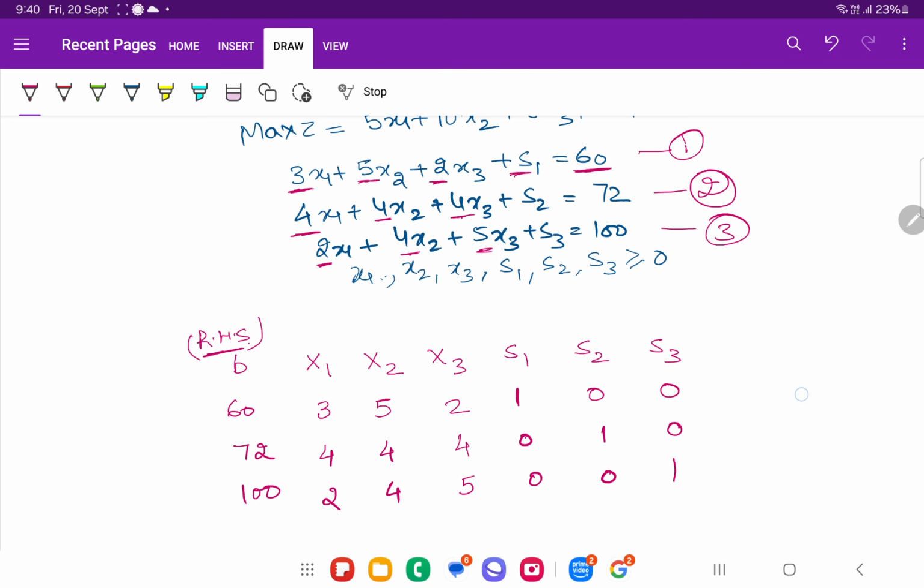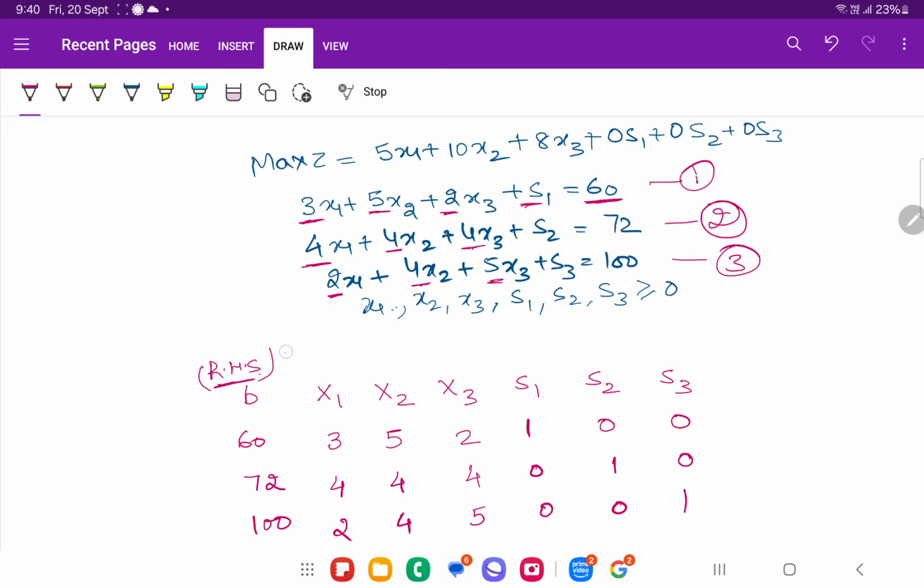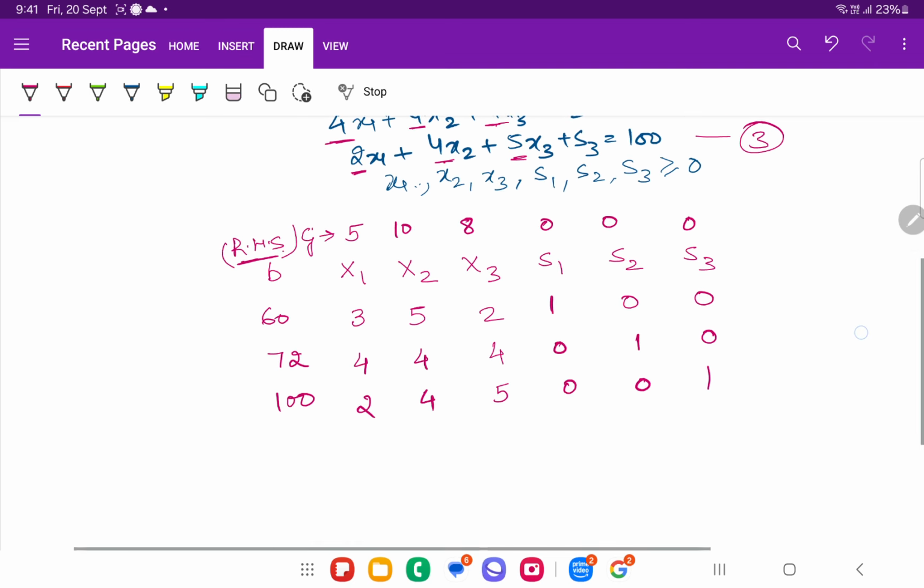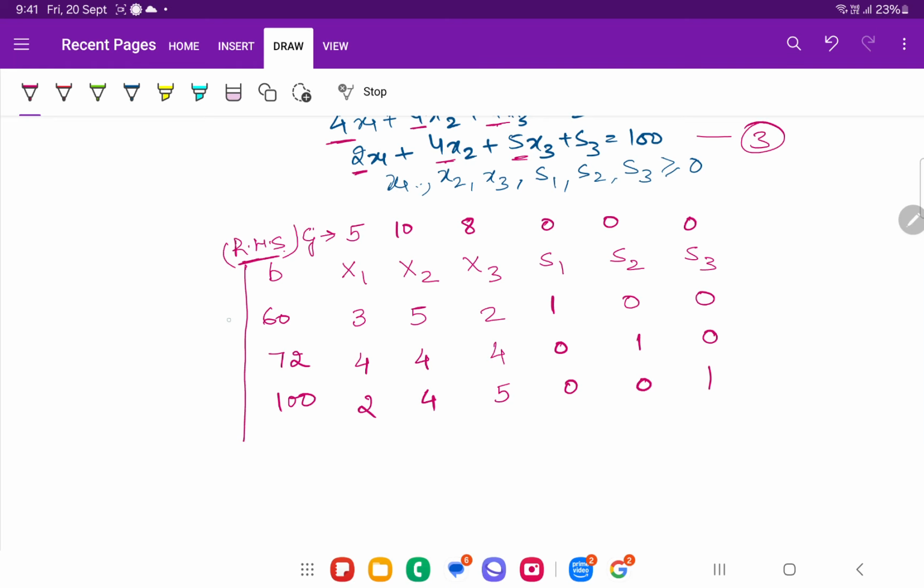Alright. Now the next thing we will write here is the Cj value. What is Cj? Cj stands for the coefficients in the objective function. These are your Cj's: the coefficient of x1 is 5, the coefficient of x2 is 10, x3 is 8, and this is 0, this is 0, this is 0.